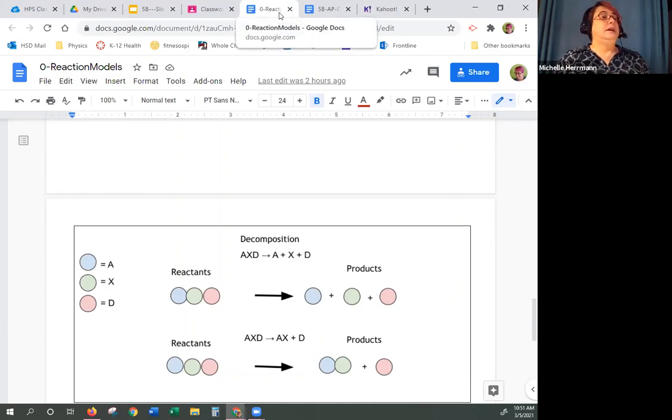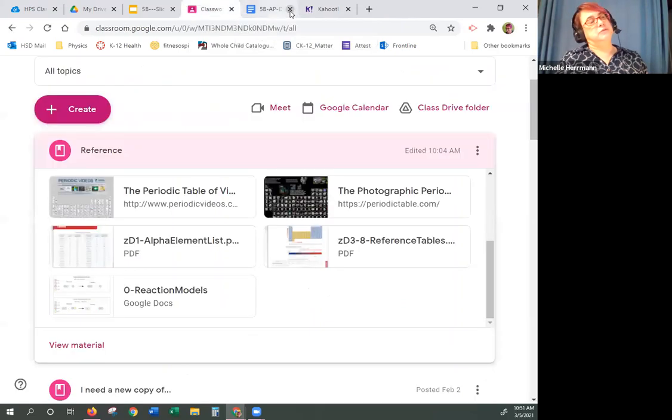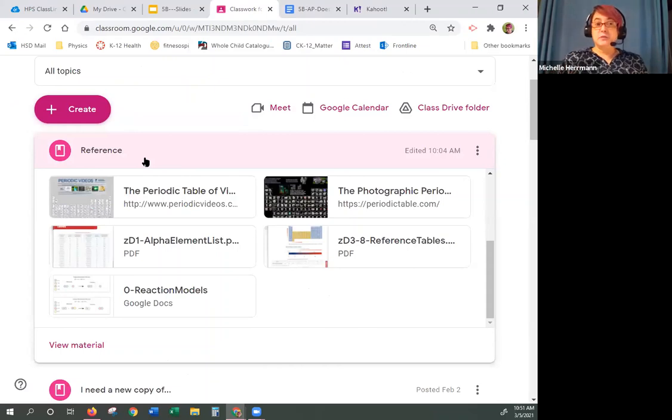Okay. And I think I will wait to tell you about the third helpful thing, because I already told you about two things. All right. So for the Kahoot, you want to have reaction models with you, either your own or this document called reaction models. You can kind of look and decide which ones go with which.